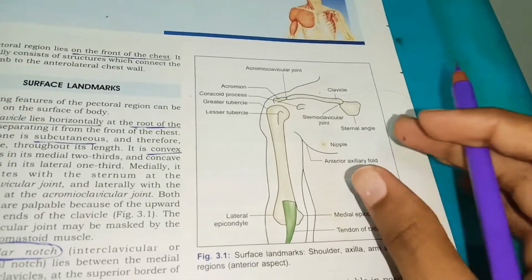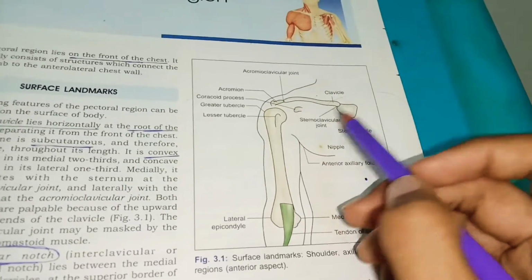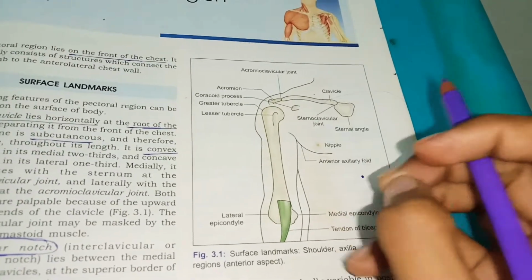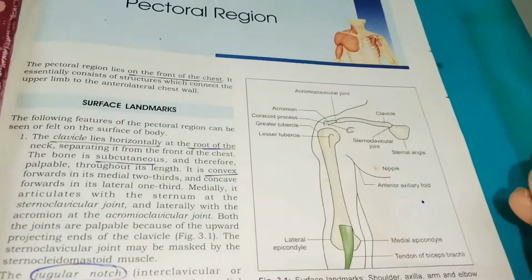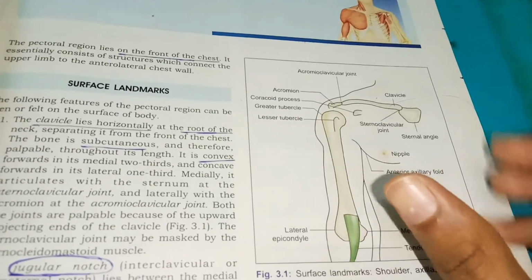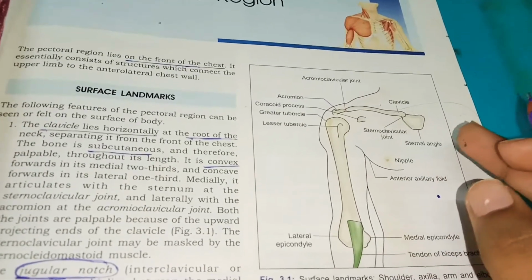From there we start the counting of ribs. As you know, this is the second rib, so you can easily count third, fourth, and so on. This is an easy way to count the ribs. So the second rib is at the sternal angle.